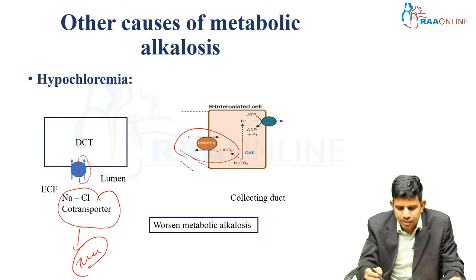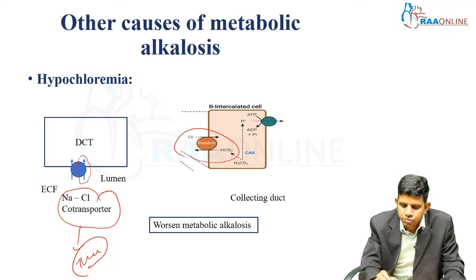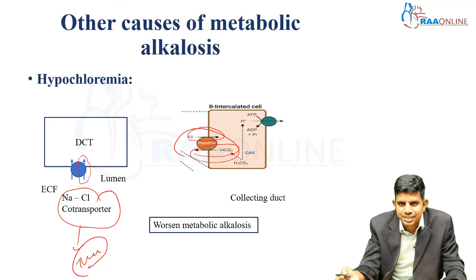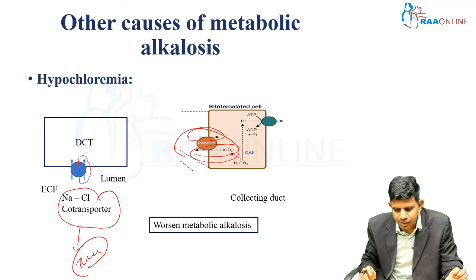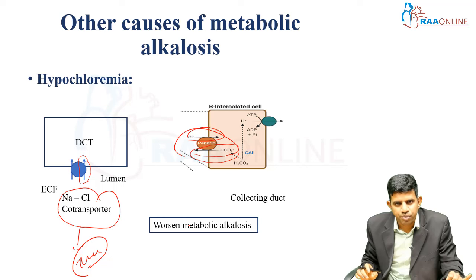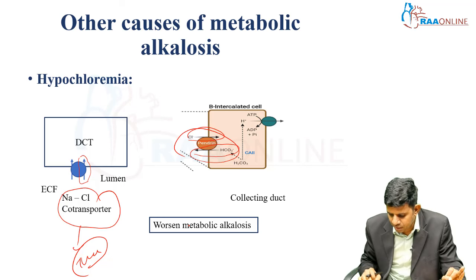Okay. As discussed during the renal physiology class, each absorption of chloride will secrete one bicarbonate into the lumen. If the tubular chloride is very low, the bicarbonate secretion also will be low, so it can cause resistant metabolic alkalosis. So, that is how hypochloremia worsens a metabolic alkalosis.